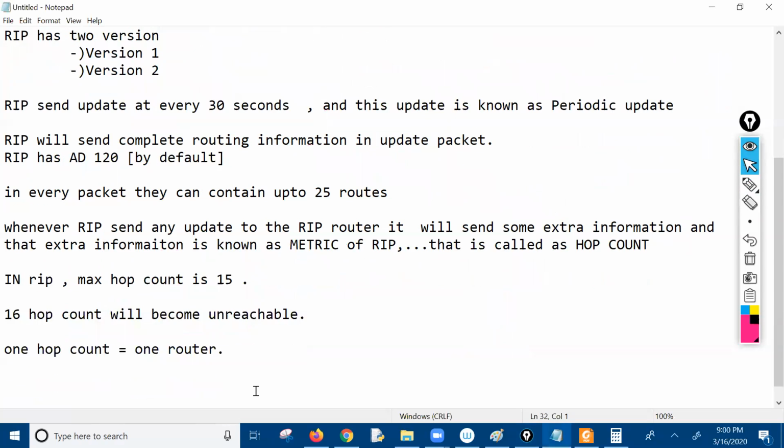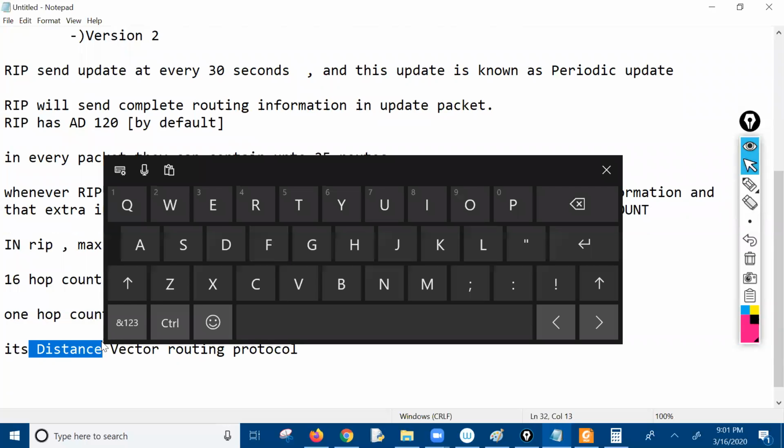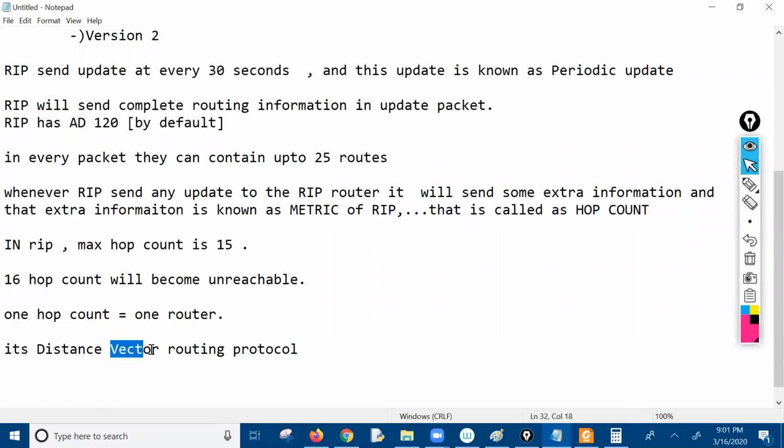Next thing. Okay, it's a distance vector protocol. So as we know, it's a distance. Now, what is the meaning of distance? It is going to represent the hop count. What is the meaning of vector?